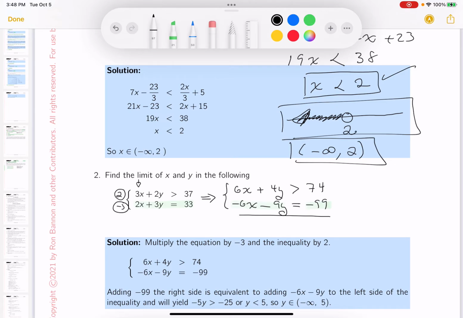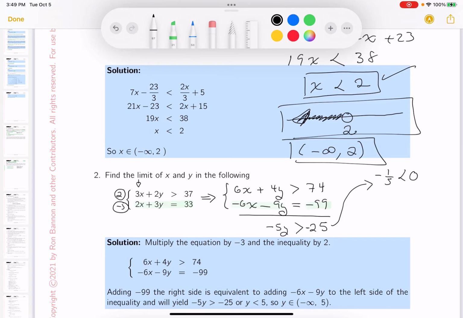What are you going to get over here? Minus 5y is greater than, let's see, what's minus 99 plus 74? Let's see what that would give you. That's going to be what? You're going to get 25, right? It's minus 25. Now I'm looking at this and saying to myself, I could solve that by multiplying both sides by minus 1/5. Now minus 1/5 is less than 0, so it's going to reverse the direction of the inequality.